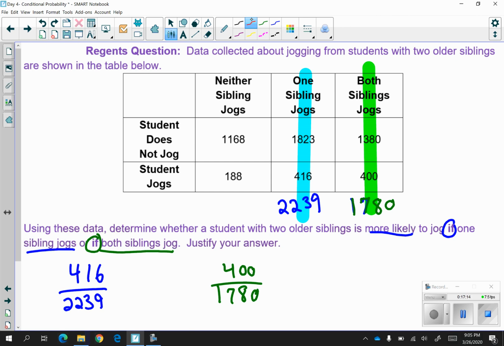to happen. This is the case where it's best to convert it to decimals, right? Because it's hard to compare fractions, easy to compare decimals. So if you put in your calculator, you get about 1.858. And if you put the other one in your calculator, you get about 0.2247. So this one is greater, which means the one that's more likely to happen is if both siblings jog.